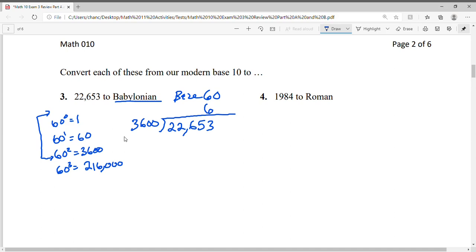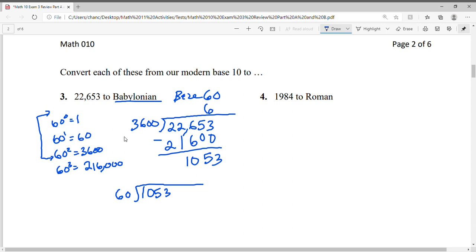So let's multiply 6 times 3,600. And that's equivalent to 21,600. And then I will subtract. This gives me 1,053. And now I'm going to use 1,053, and I am going to divide the next power of 60, which is 60 to the first. So we'll divide this by 60 now.